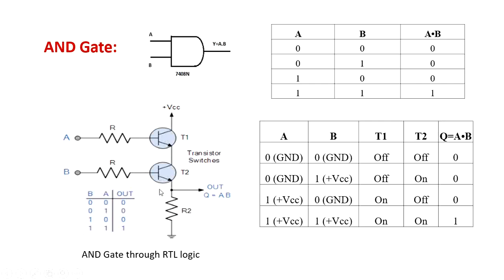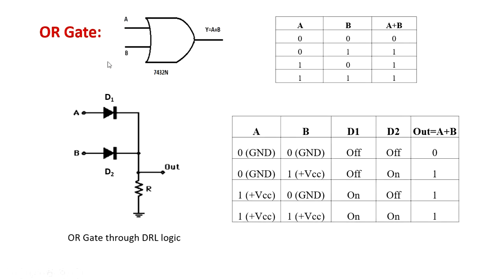Similarly, when any of these inputs is 0, that particular transistor will be off. So there is no direct path between this output and VCC, so the output will be 0. Only in case of 1 1, when you apply 1 to both, both will be on and there is a direct path between VCC and out. So the output will be 1.